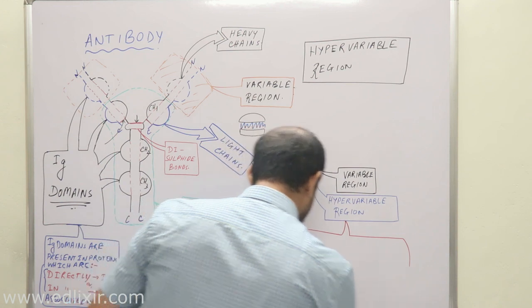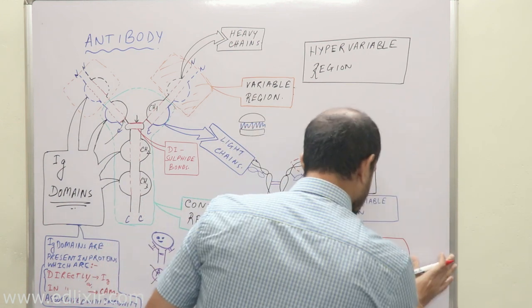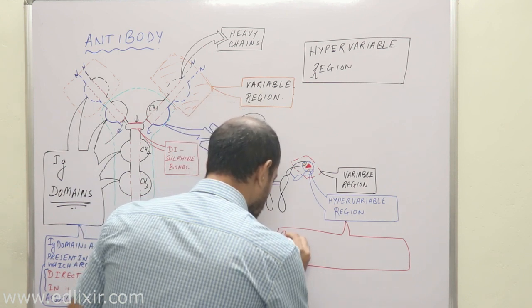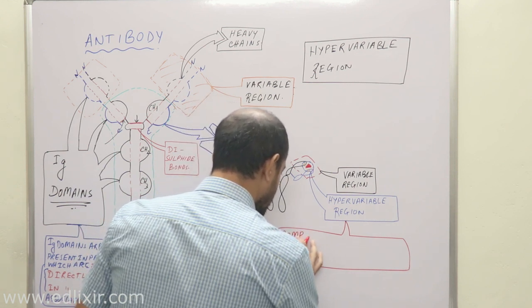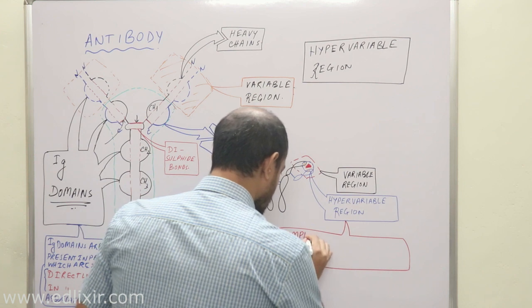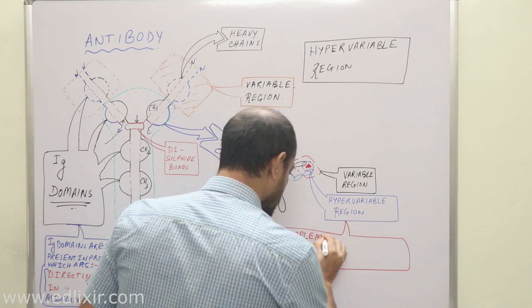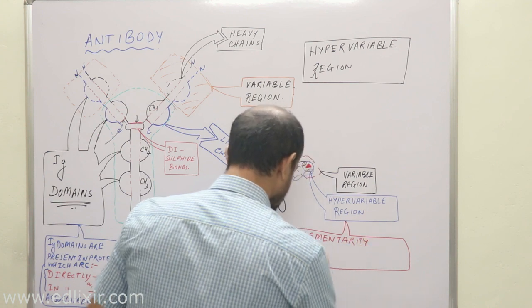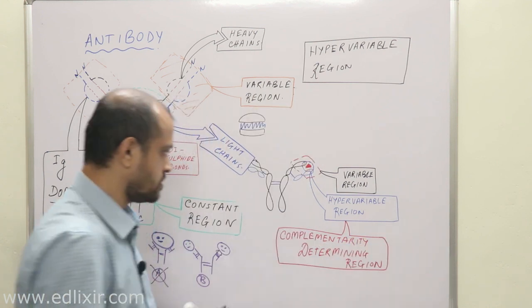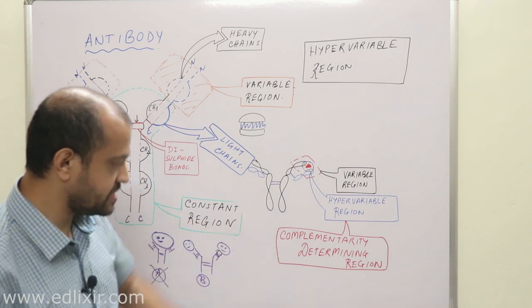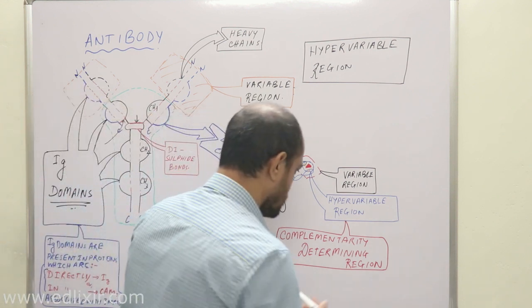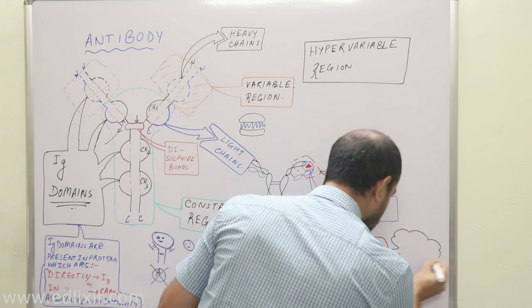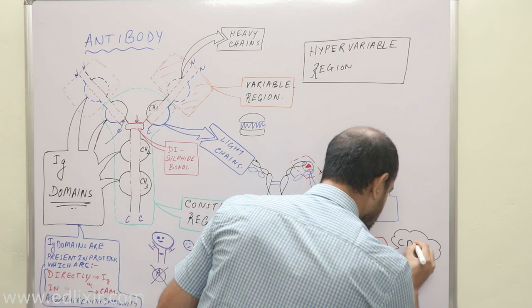The special name for hypervariable region is complementarity determining region, or CDRs. They are also known by their short form, that is CDR.